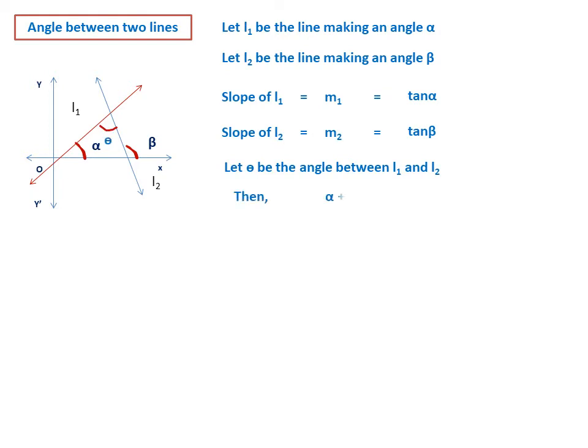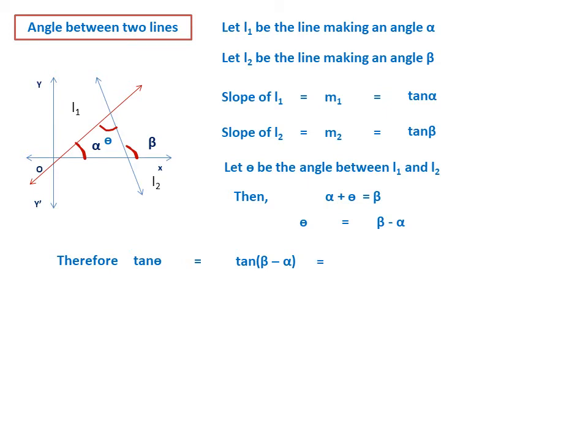So, now once again, as before, alpha plus theta will be equal to beta, because beta is the exterior angle, that will be equal to the sum of the opposite interior angles. One is alpha, another one is theta. Therefore, alpha plus theta will be equal to beta. This is the property from geometry. Therefore, theta will be equal to beta minus alpha, taking alpha to the right hand side. Now take tan. Therefore, tan theta will be equal to tan of beta minus alpha.